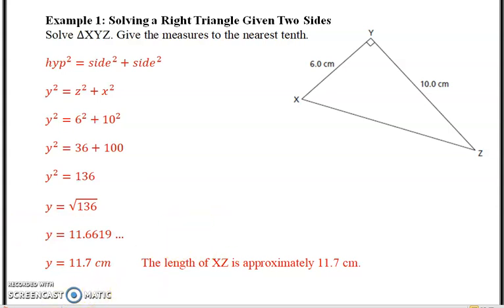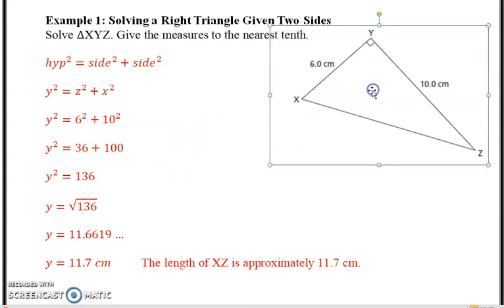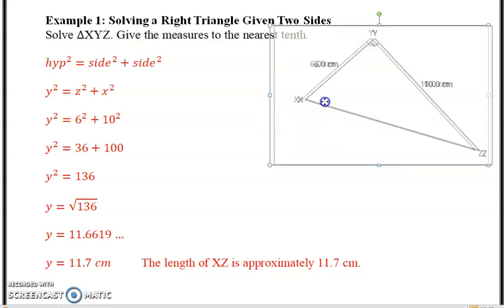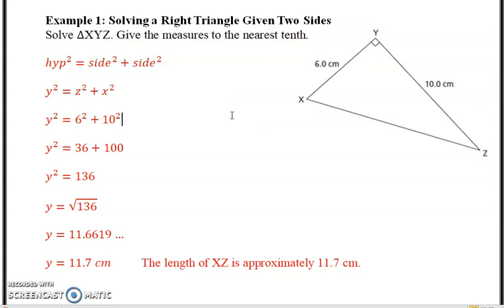Now what you want to do is find the unknown angles. Okay? So the first one we'll find, we know angle y is 90 degrees, obviously. So that's given. You don't have to find that. So now we're going to look for angle x and angle z. I recommend using the given sides. You can use the 11.7 if you wish, but I'm just going to use the given sides here.